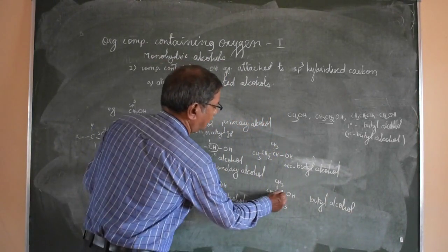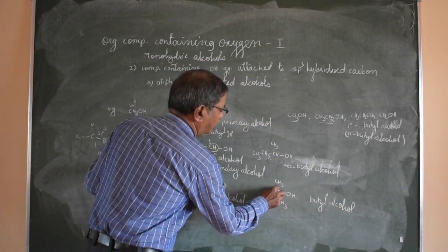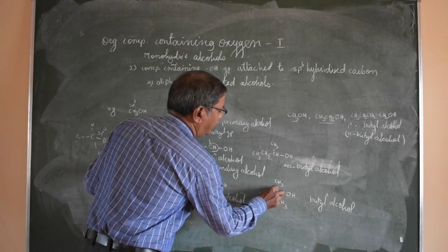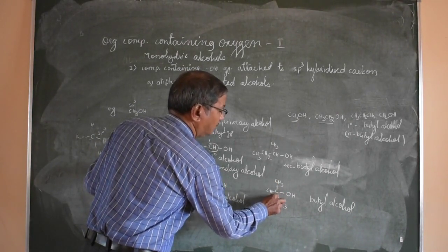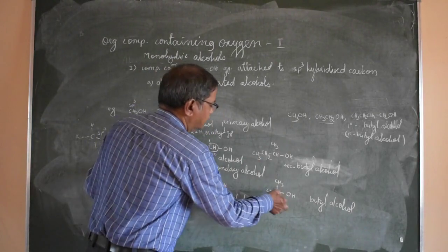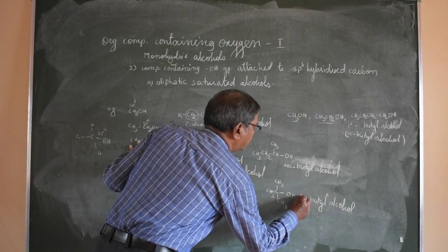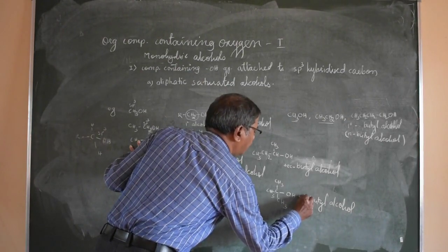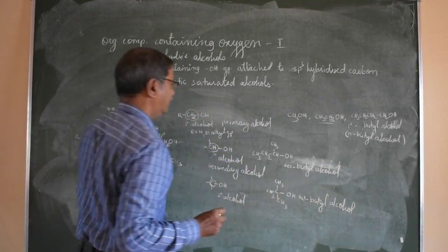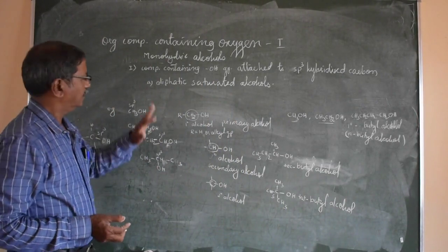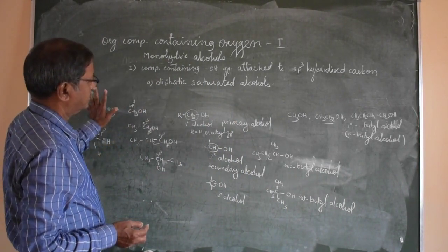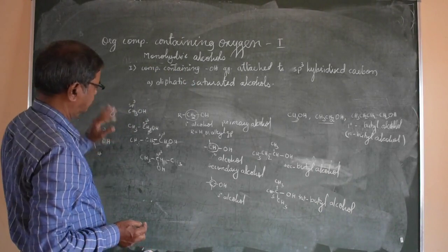Here the OH is attached to the carbon which is not attached to hydrogen. It is attached to carbon, or to some other group. So this is called tertiary, t-e-r-t. In short, you write tertiary. So I think you have followed this in the case of aliphatic saturated alcohols.